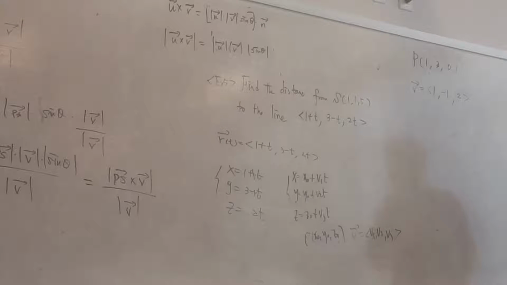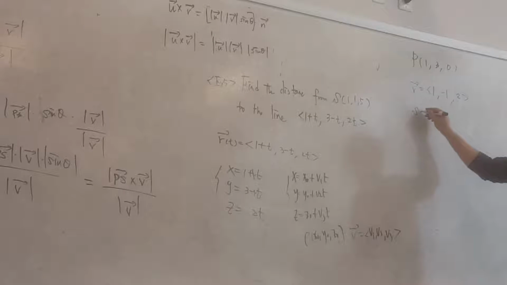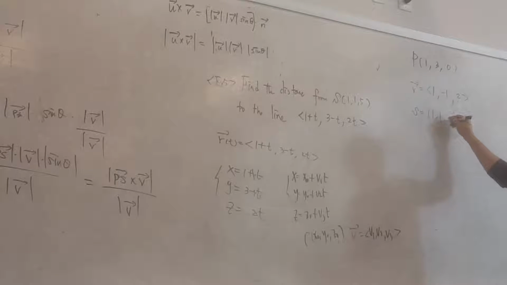Okay, let me show another. x is 2 plus 3t, y is minus 1 minus 3t, z is 0 plus 2t. Tell me my point P. 2, negative 1, 0. Good. V. 3, negative 3. Good. And 2, right? This is how we find the point and parallel vector from the line equation. Okay, let's come back to here. So we have P and V. S is given by 1, 1, 5, right?